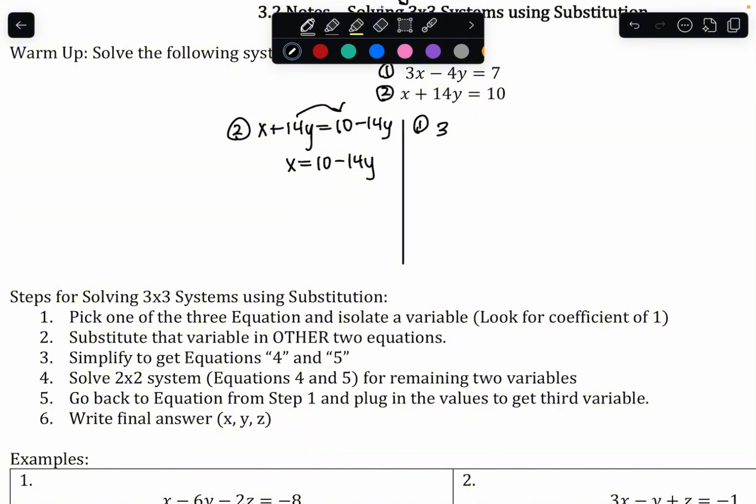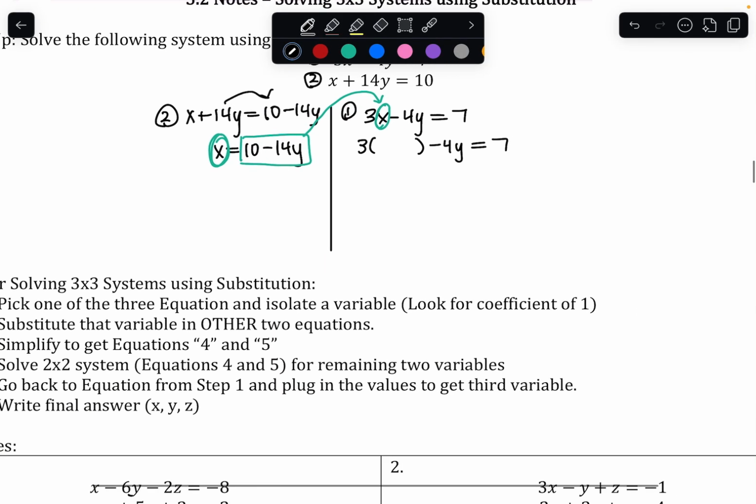Equation 1 says 3x minus 4y equals 7. And x is the variable that we have solved for, so x is the variable we are substituting. I call him the player getting subbed out of the game, and his sub is 10 minus 14y. He's going in for x. Your first step is to take x out of the game and leave a blank set of parentheses where he used to be. Write down the rest of your equation, and we're going to fill in the 10 minus 14y, his sub.